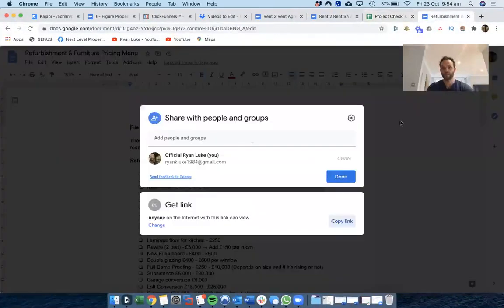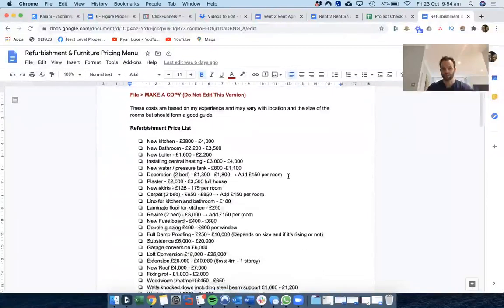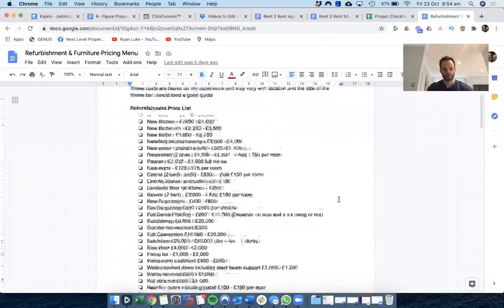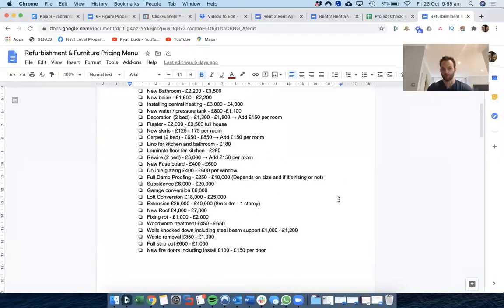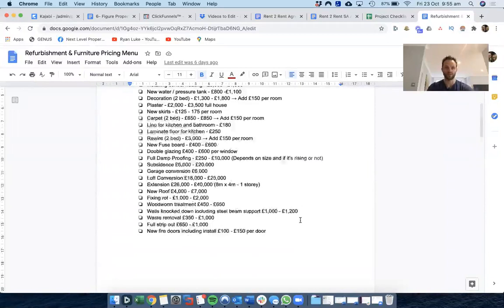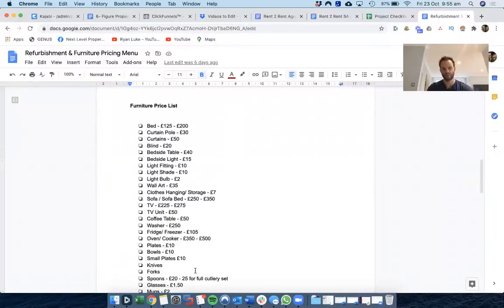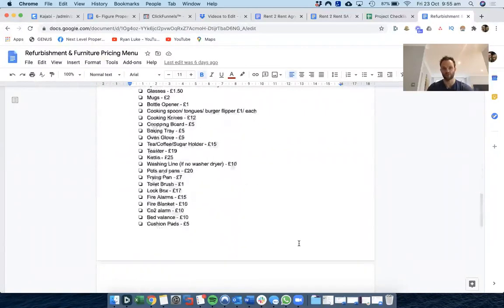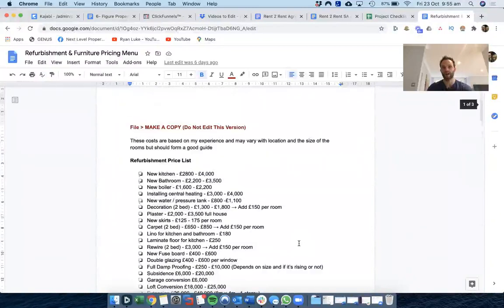And again, the refurbishment price list is basically rough costs of what things would cost to replace. So, new water pressure tank, plasterer, all that sort of good stuff. And then the same with furniture, so what roughly furniture will cost. The two go hand in hand to help you make some decisions when costing things up, and should keep you on the right track to efficiently cost your refurbs up and make sure that you're going to make profit from day one when you're analyzing your deals.